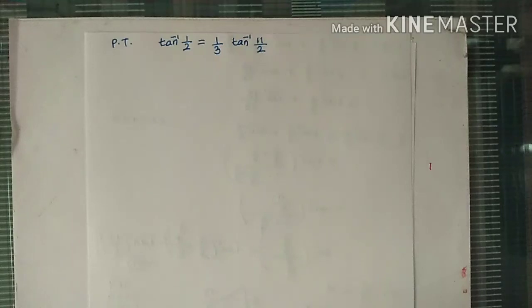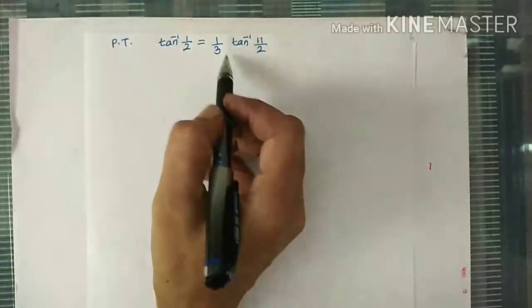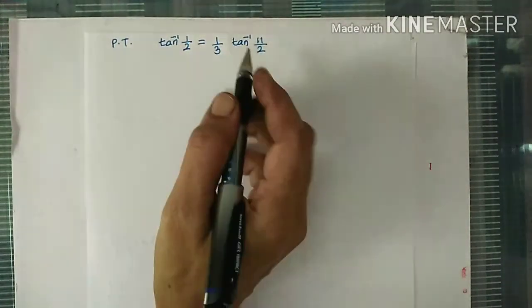Prove that tan inverse of 1 by 2 is equal to 1 by 3 tan inverse of 11 by 2. So to solve this question, first let's multiply both sides by 3, so that this 1 by 3 will get cancelled.